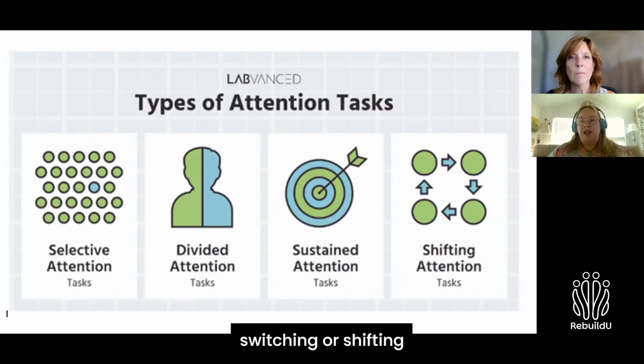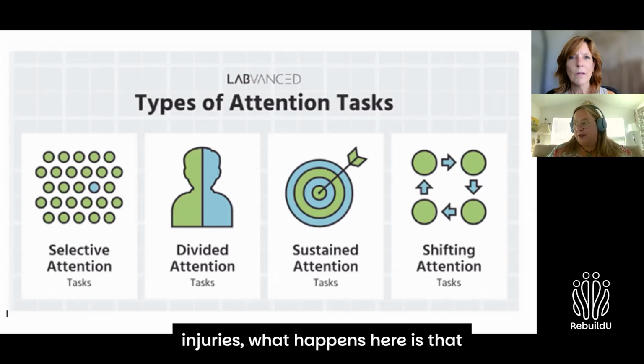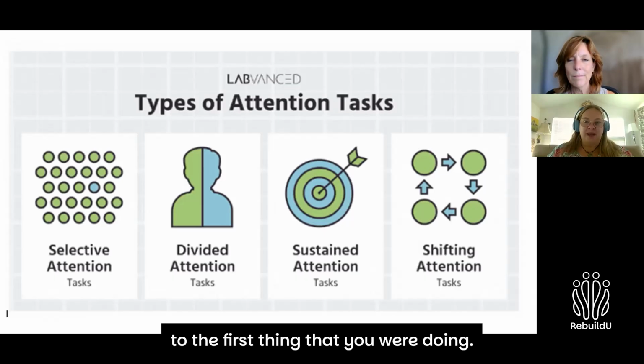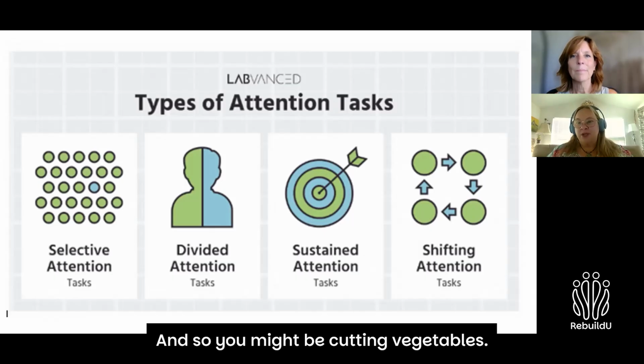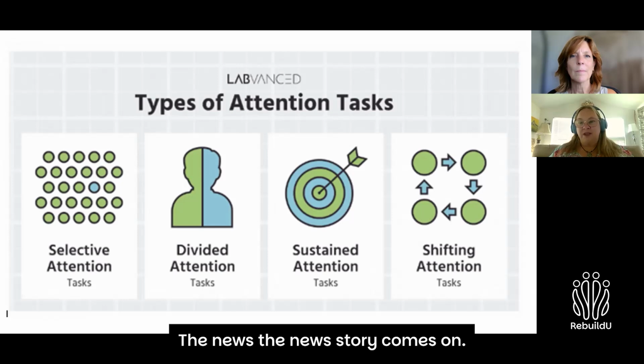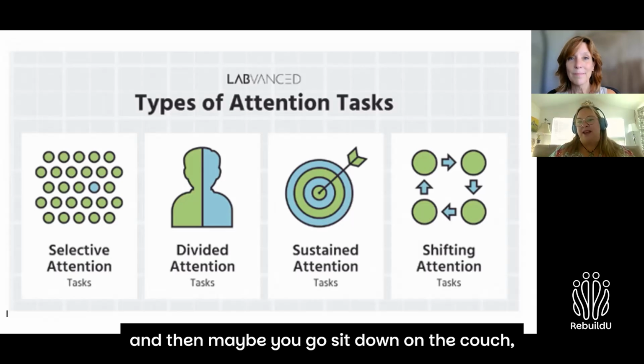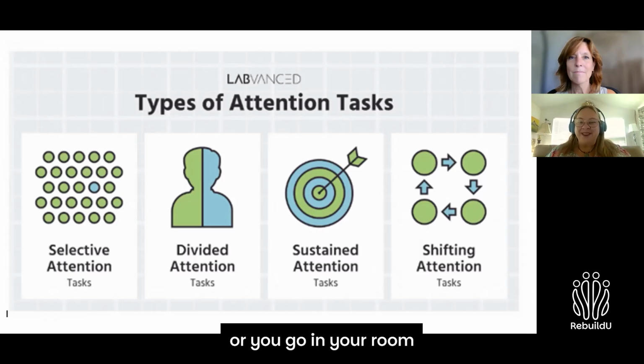So you are switching or shifting what you're focused on, and then you're going back to what you were doing. Now, people with brain injuries, sometimes the memory doesn't hold on to the first thing that you were doing. And so you might be cutting vegetables, the news story comes on, so you move over to the living room and you look at the news story, and then you forget you were cutting vegetables, and then maybe you go sit down on the couch, or you go in your room and fold laundry or something like that, and you go to the kitchen sometime later and you go, oh my gosh, I was cutting vegetables.